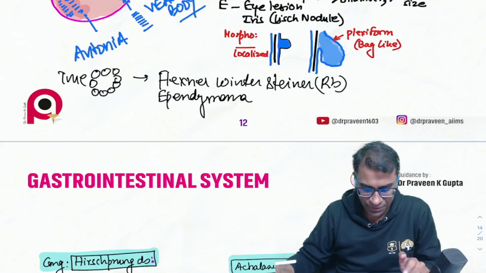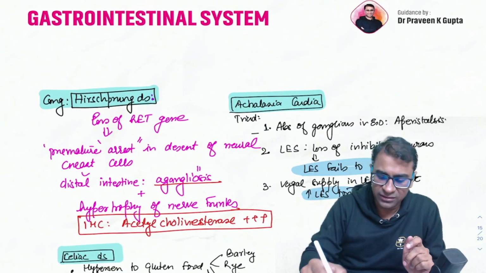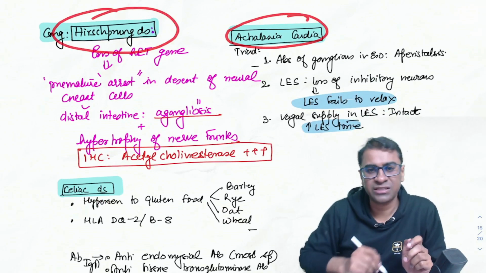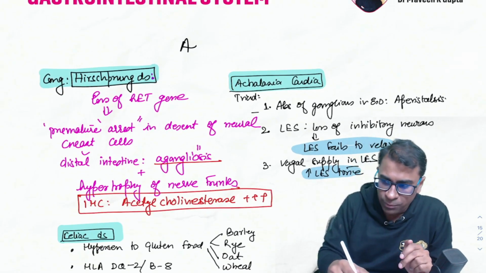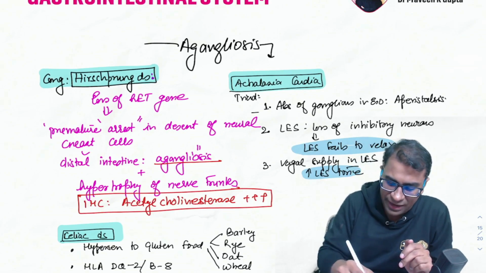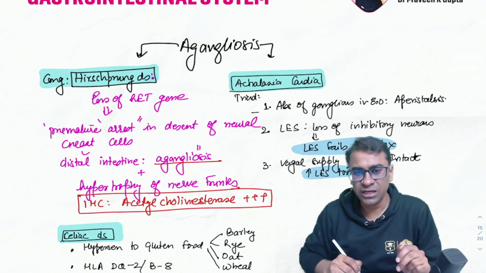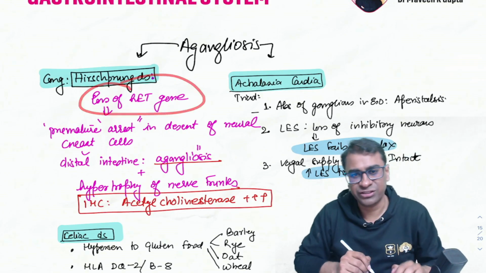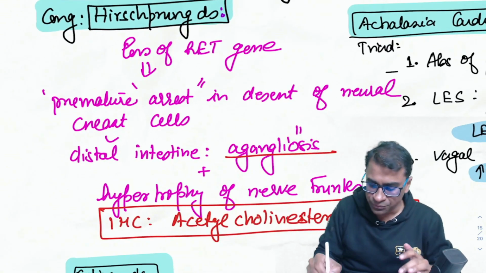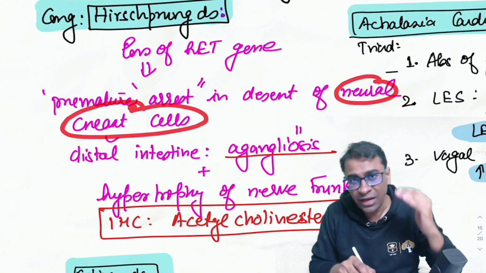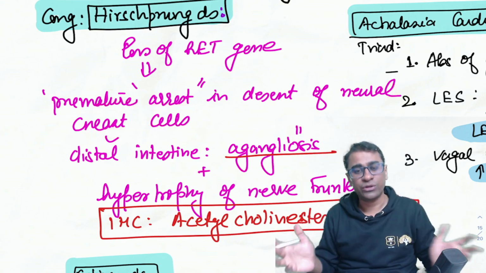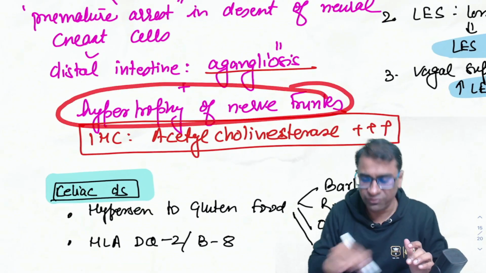Next is the gastrointestinal system. In this, we'll discuss first of all achalasia cardia with Hirschsprung disease difference. Both of these come under the topic of agangliosis. Both of them mean absence of ganglions. What happens in Hirschsprung is there's a loss of RET gene. RET gene helps in the progression or descent of the neural crest cells. Therefore, because these cells are absent, the distal intestine does not have ganglions, and so there is hypertrophy of nerve trunks.